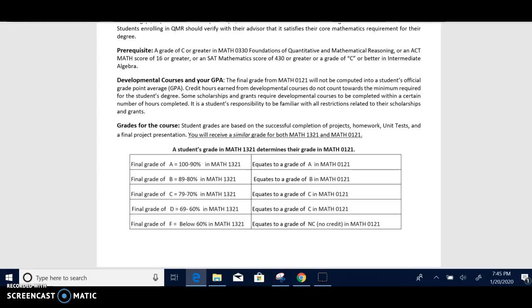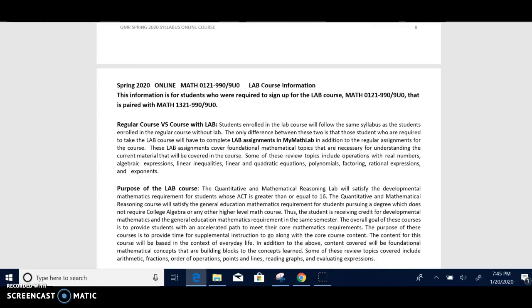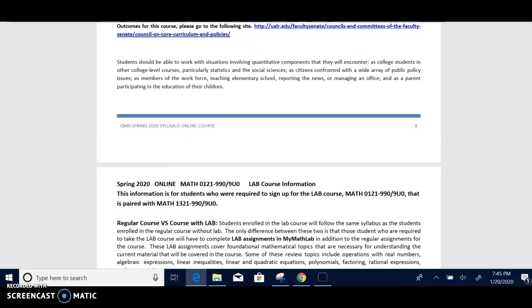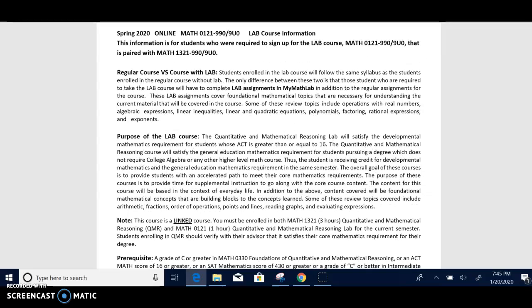So anyway, I'll get back with you on that, but I hope this helps you better understand how the lab portion of the course will work. As always, please email me if you have any questions. I am more than happy to answer your questions.